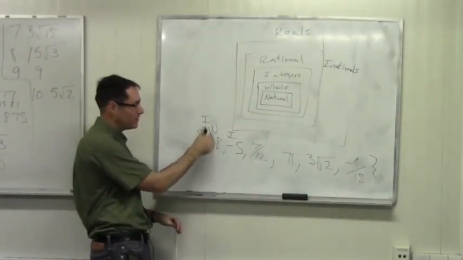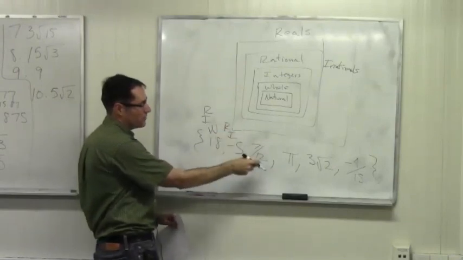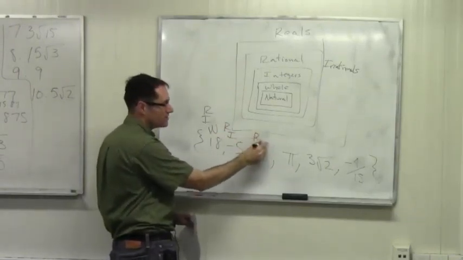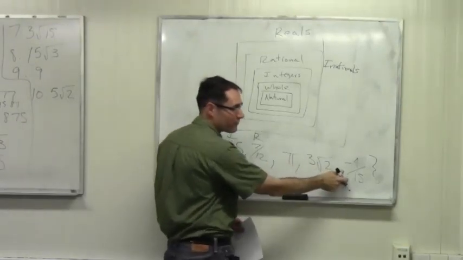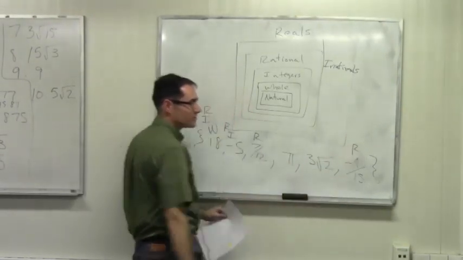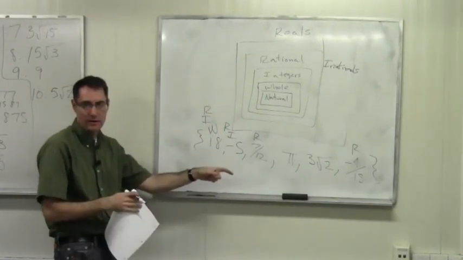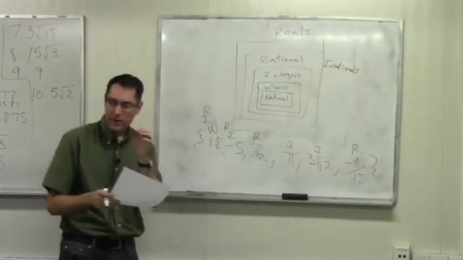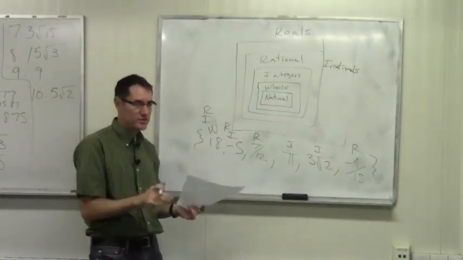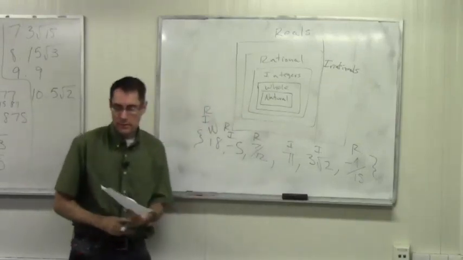How about rational numbers? Is this a rational number? Sure it is. How about -5? Sure. 7/12? It is. Pi? Nope. 3 radical 2? Nope. -4/15? It is a rational number. Irrational. What are the only two irrational numbers on here? Pi and 3 radical 2, irrational. OK. You'll have to be able to do that. Put them in categories. It's not that hard. You just got to remember what the categories are. OK.